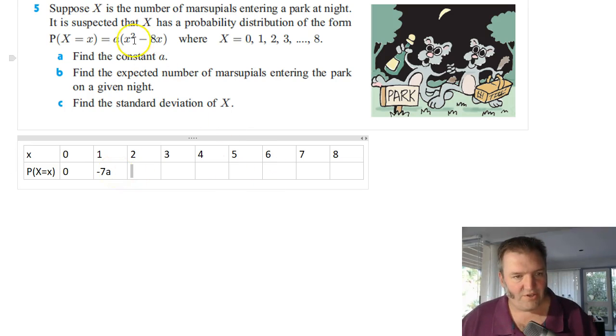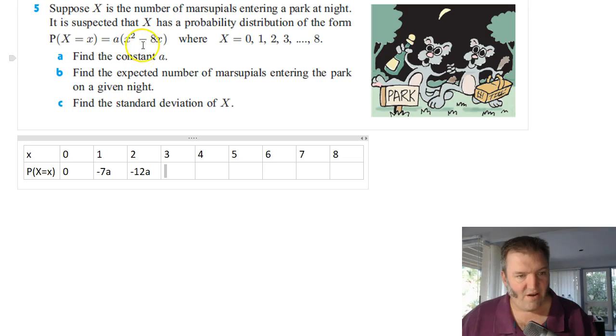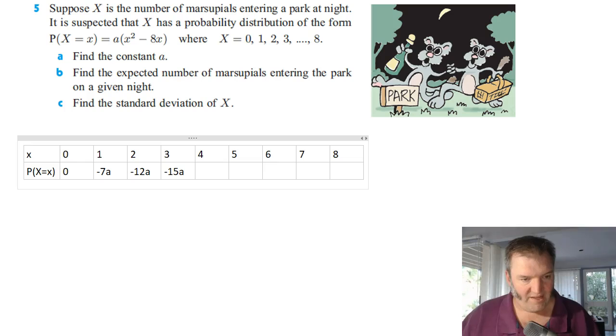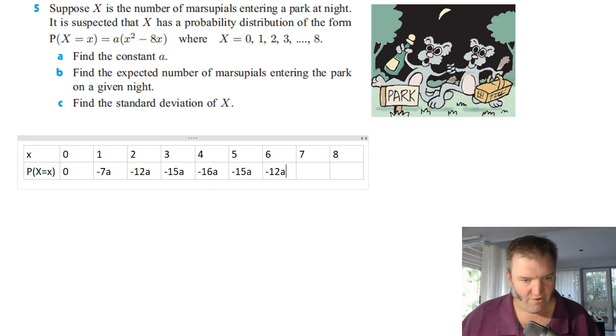The next one, if I substitute in 2, I get 4 minus 16, that's negative 12a. The next one, 3 squared is 9 minus 24, that's negative 15a. 4 squared minus 32, that's negative 16a. 25 minus 40, negative 15a. Looks like there's a bit of a pattern developing here. It's a quadratic, so it would make sense, but let's just do it anyway. 6 squared, 36 minus 48, negative 12a. Now you're pretty sure of the pattern, but you can check them anyway.